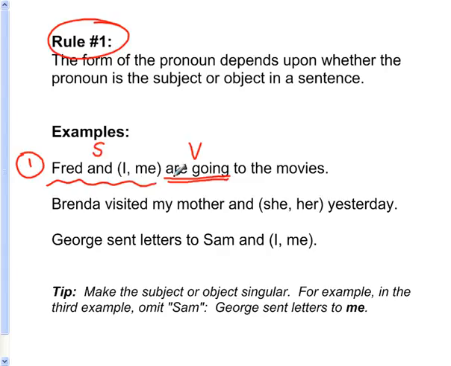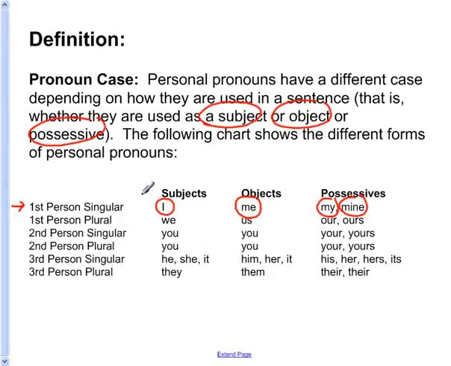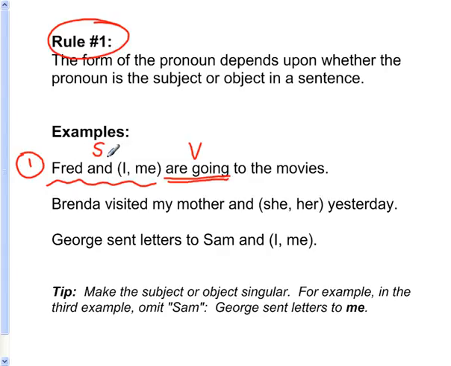So now we have to go back to our chart to see what form of the pronoun we use for the first person singular as a subject in the sentence. So first person singular, as a subject, we would use I. So in this case, Fred and I are going to the movies. It wouldn't be me because the pronoun in this case is the subject of the sentence.